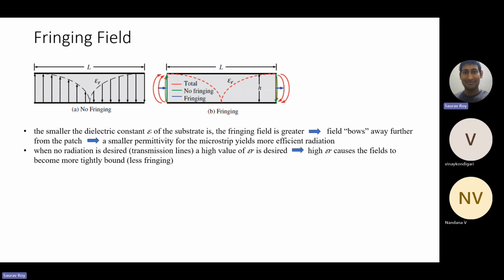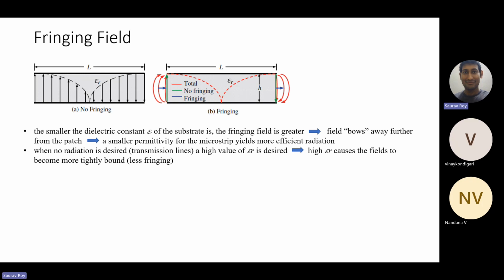When no radiation is desired, should the dielectric constant be larger or smaller? Larger. A larger dielectric constant is needed for a microstrip line or microstrip circuit. When there is no radiation, a high value of epsilon r is required. When no radiation is required, it should be a transmission line. So high epsilon r causes the field to become more tightly bound.